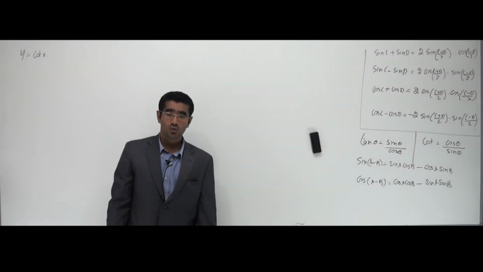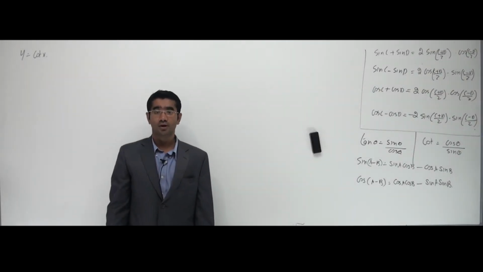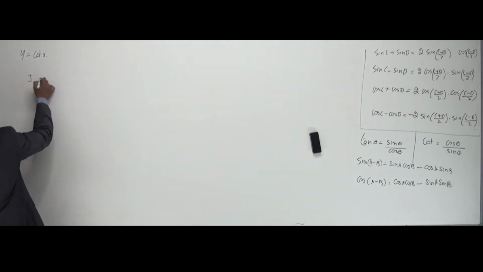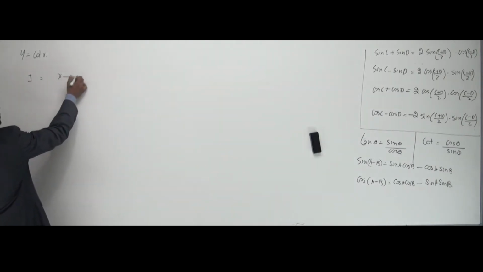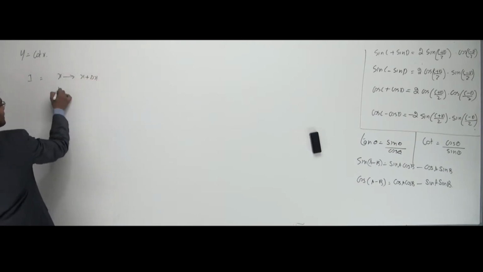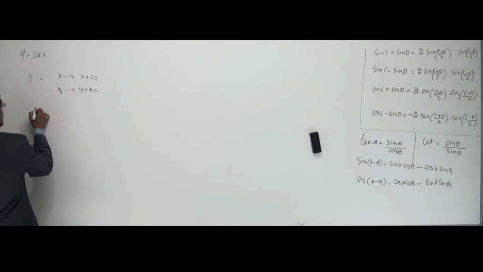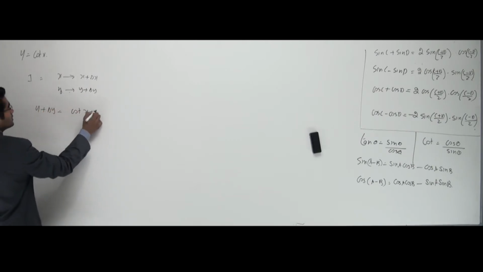Alright guys, now let's work out how to differentiate cot x, y equals cot x, using first principles. So the first stage again goes like what? I need to increment x as x plus delta x, and y as y plus delta y. Very simple. Substitute this here, I'll get y plus delta y is equal to cot of x plus delta x.